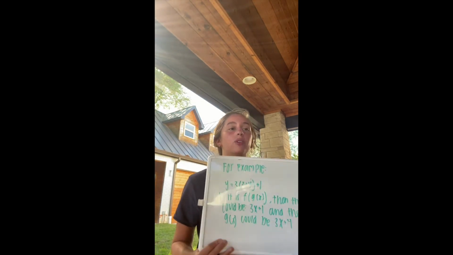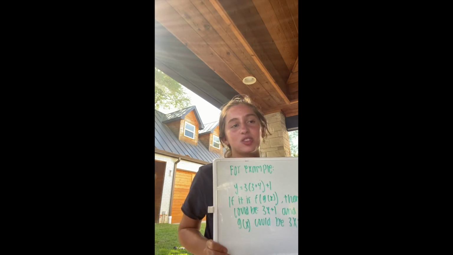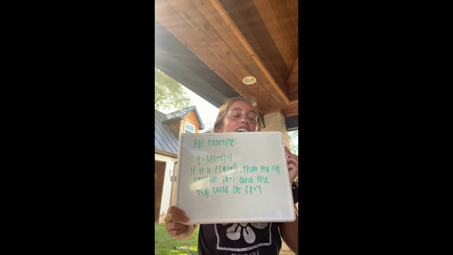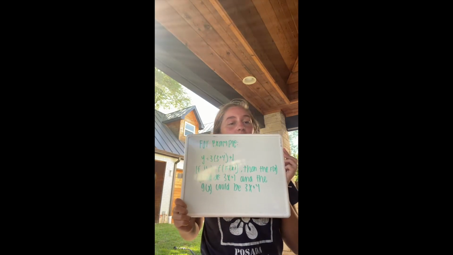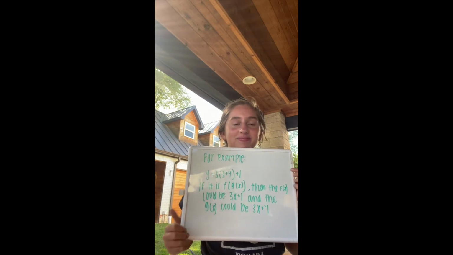If you work backwards, you can also identify composite functions, or identify f of x and g of x in one function of f of g of x. For example, in the function y equals 3 times (3x plus 4) plus 1, if it is f of g of x, then the f of x could be 3x plus 1, and the g of x could be 3x plus 4. Now you may be wondering, how does this relate to the chain rule?